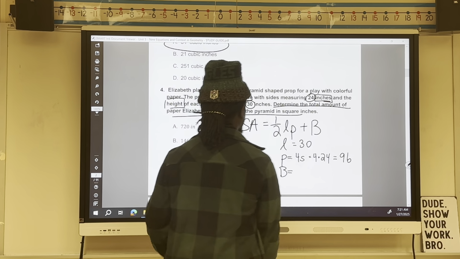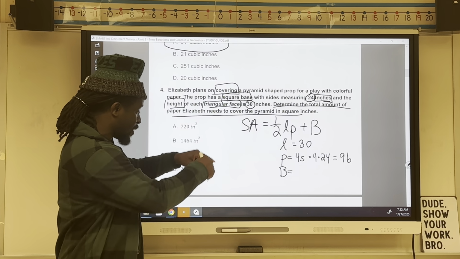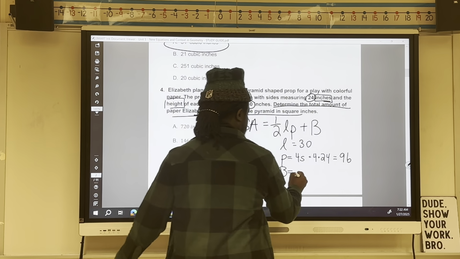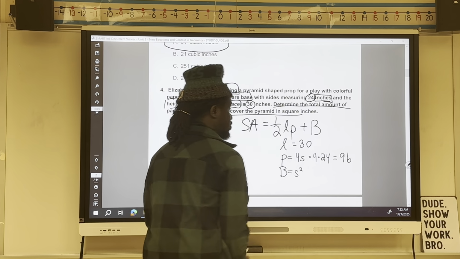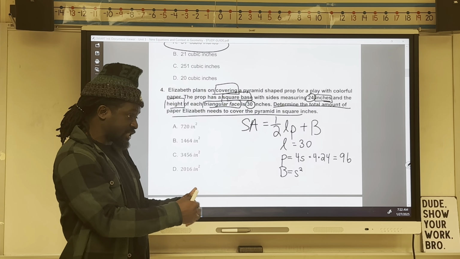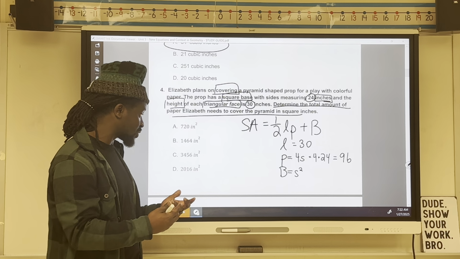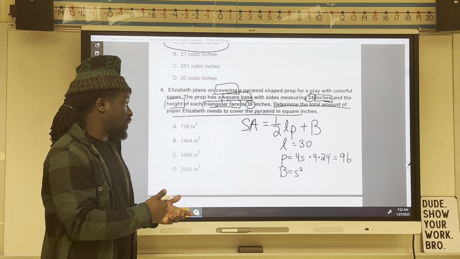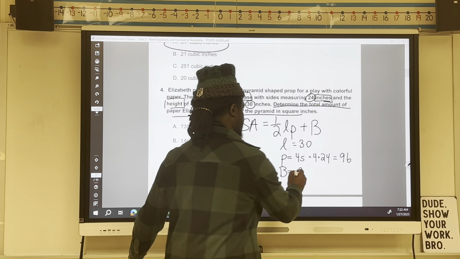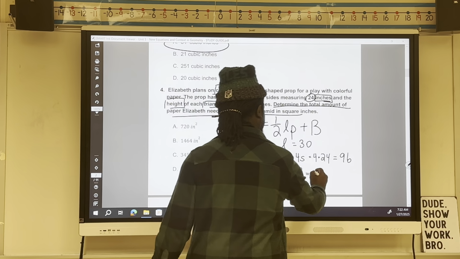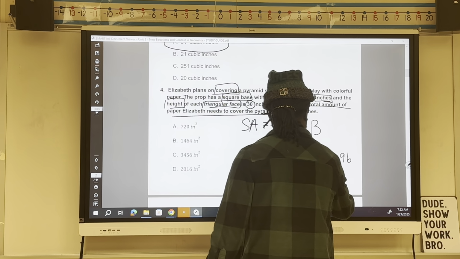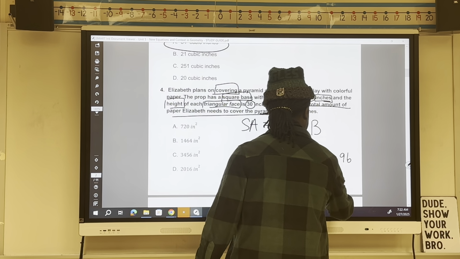Then the big B: we have a square, so it is side squared. I'm taking whatever my side is of the square, because that's the shape at the bottom, the base. To find the area of the square, I'll do S squared. My side is 24, so I'm going to do 24 squared.